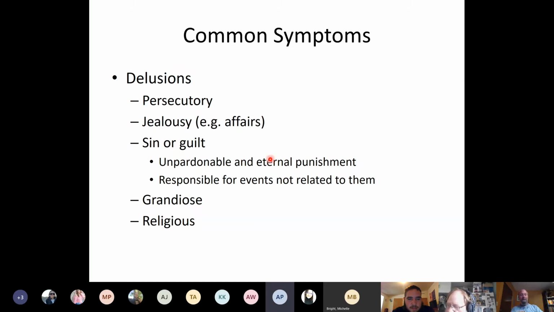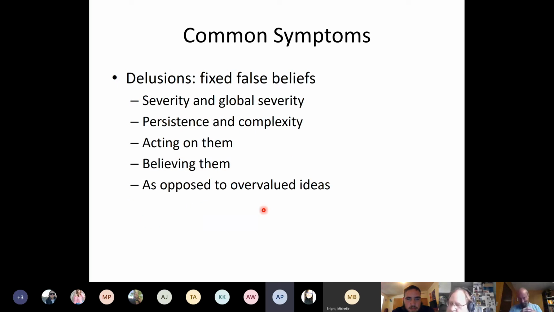So different types. What's that? I'm sorry, I have a question on that last slide. Can you explain the difference between severity and global severity? Oh, yeah. So severity is like you have a single delusion. No, actually, I'll pull up the actual thing here just to make sure I'm getting you on the right track.